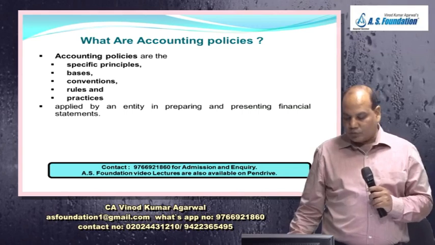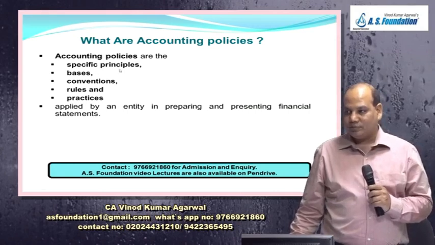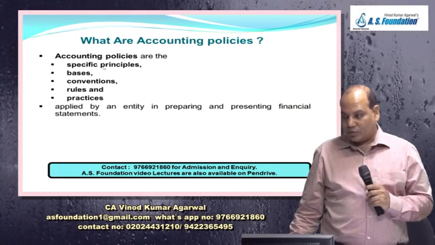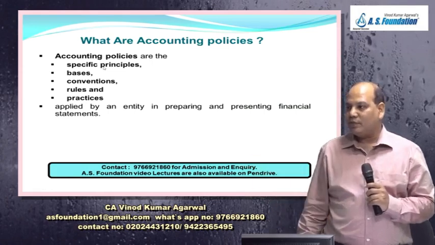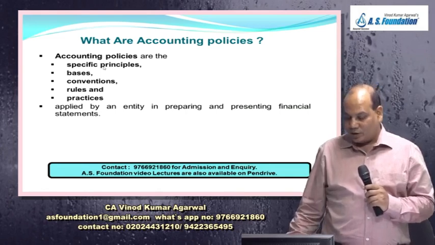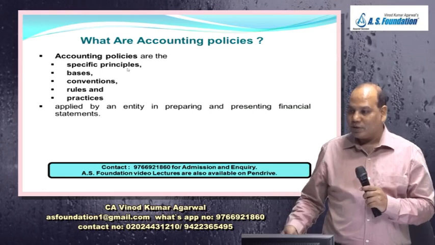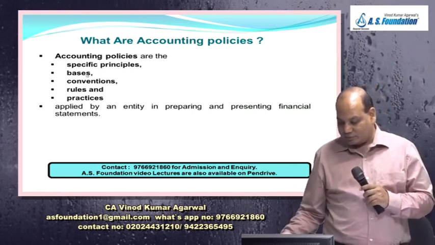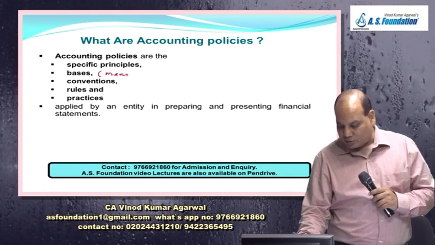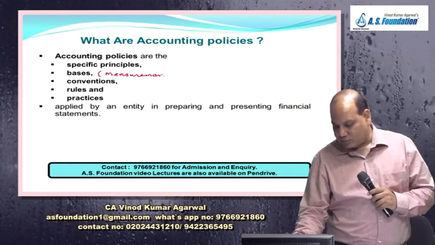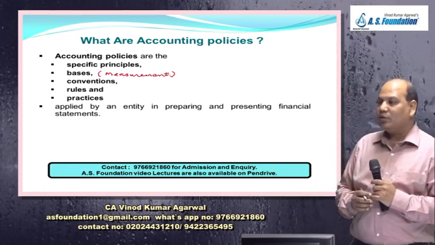So the first topic is, what are accounting policies? Accounting policies can be a specific principle. An example: depreciable assets should be written off over their useful life, is an accounting principle. Inventory should be valued at cost or net realizable value, whichever is lower, is an accounting principle. Basis means measurement. For example, inventory can be valued at cost, that is FIFO, or weighted average also. So this FIFO or weighted average is the basis. Even that is a part of accounting policy.